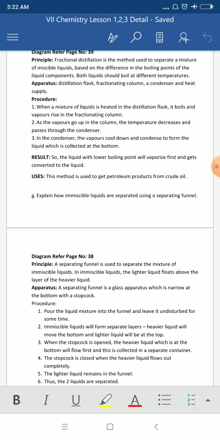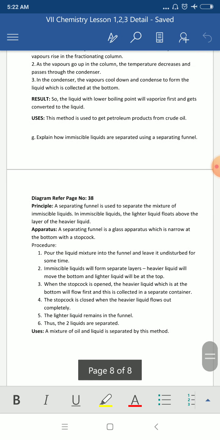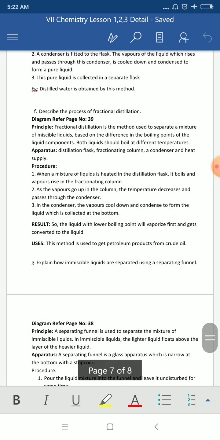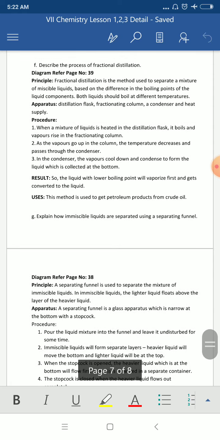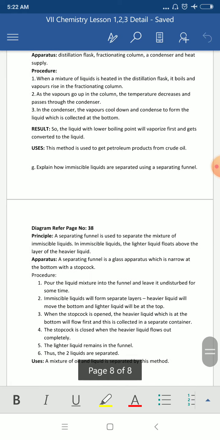Now the liquid with the lower boiling point will vaporize first, and it gets converted to liquid. Where are we using this? To get the petroleum products. So understand this and then write the answer with the diagram.